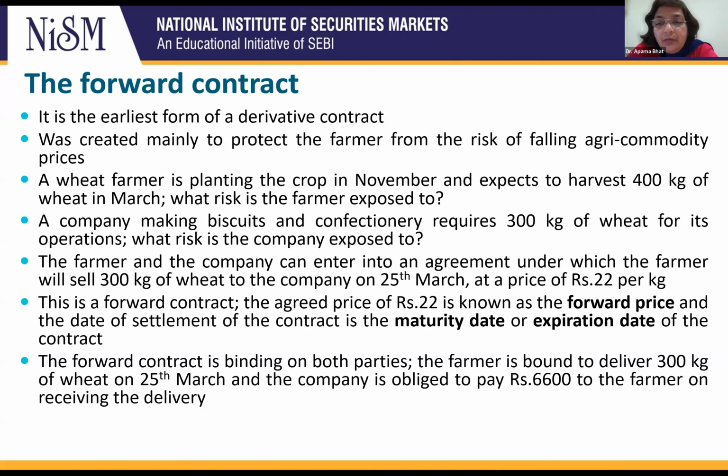And this company requires 300 kilos of wheat for its operations. Now, what is the risk to which this company is exposed? Naturally, for the company, the wheat is a raw material, right? So the risk for the company is that the wheat price can go up.